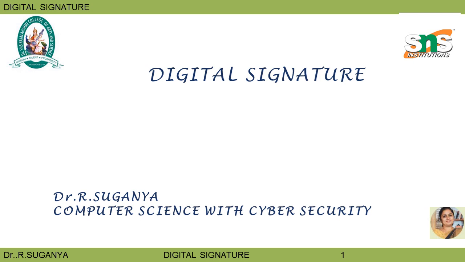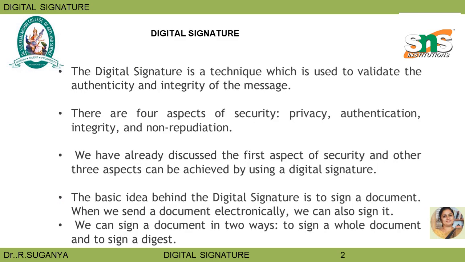Today we are going to see about digital signature. What is digital signature? The digital signature is a technique which is used to validate the authenticity and integrity of the message. There are four aspects of security: privacy, authentication, integrity, and non-repudiation. We have already discussed the first aspect of security, and the other three aspects can be achieved by using a digital signature. The basic idea behind the digital signature is to sign a document.